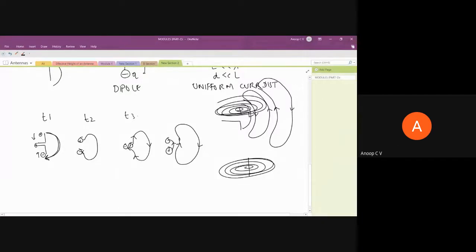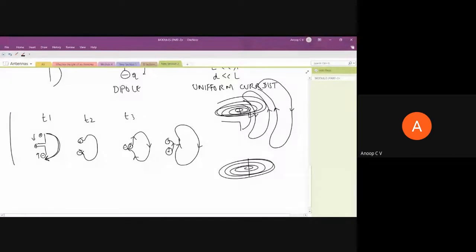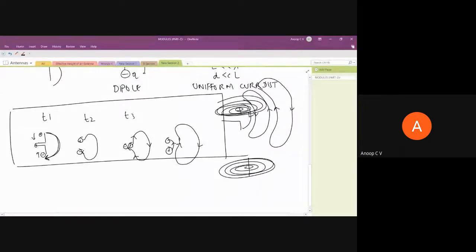So you can assume it as an oscillating electric dipole. We don't have to discuss these things in detail. The radiation mechanism of the Hertzian dipole is not a part of your syllabus, but for you to appreciate how the remaining part will work, how this structure can radiate, I'm just showing.